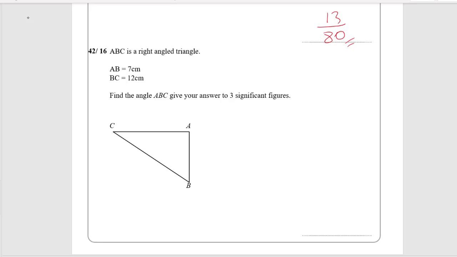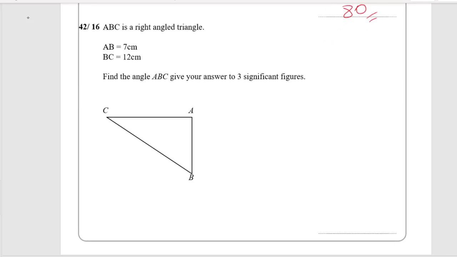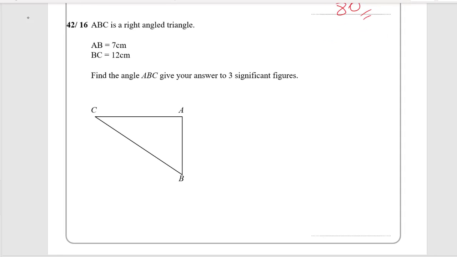ABC is a right angle triangle. AB is 7 centimeters. BC is 12 centimeters. Find the angle ABC. Give your answer to 3 significant figures. So AB is 7. Always label the sides so you can see what's going on. BC is 12. I need to find out what angle ABC is.